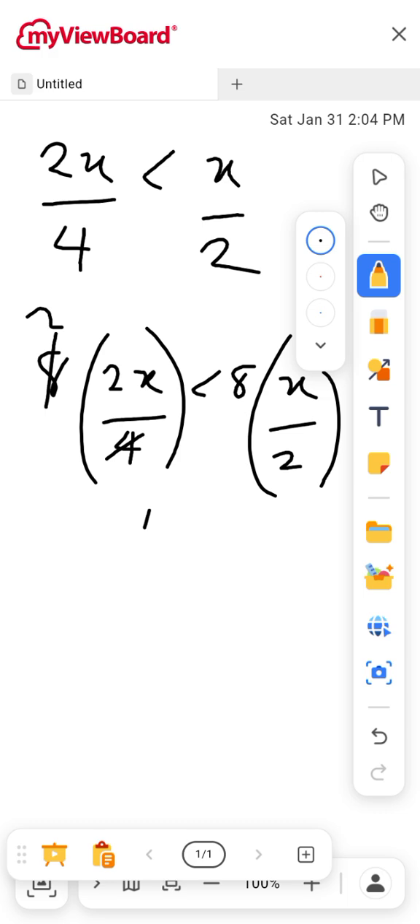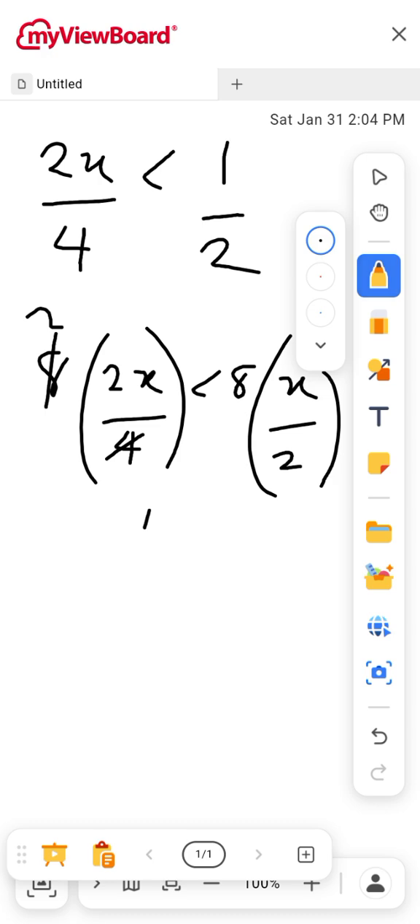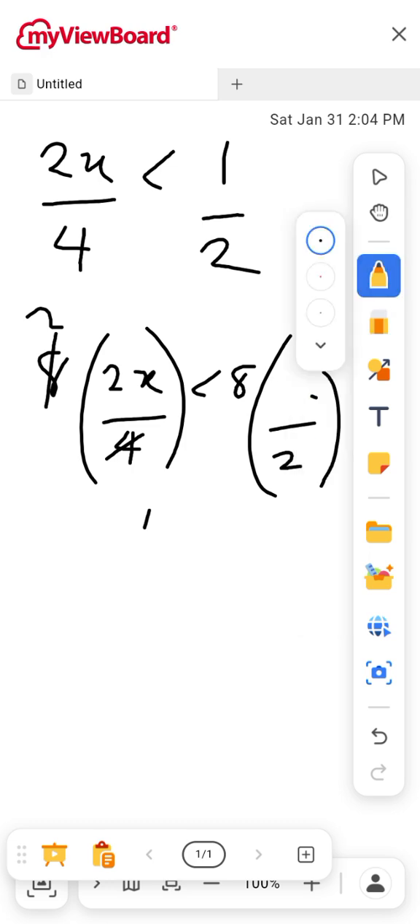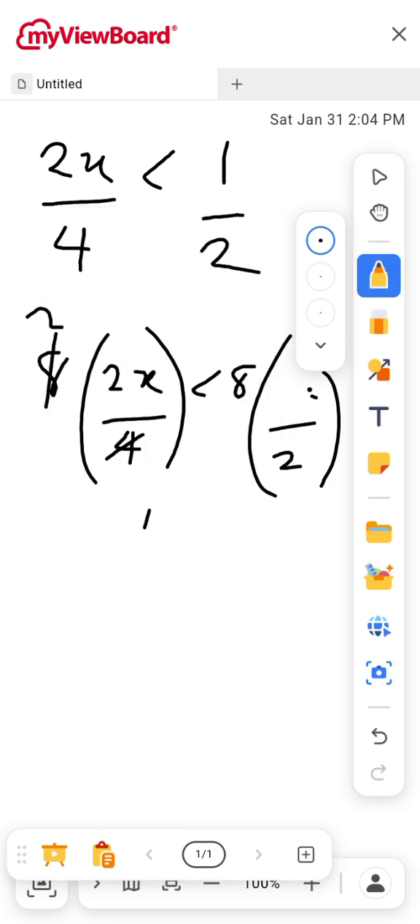Okay, I think there's a problem with this question. I want to change that x to 1 so that my question can be solved. Okay, let's change that to 1. So I have 1 here. So I have 2 goes there, 1, 2 goes there, 4.